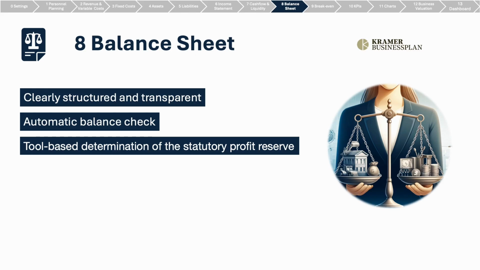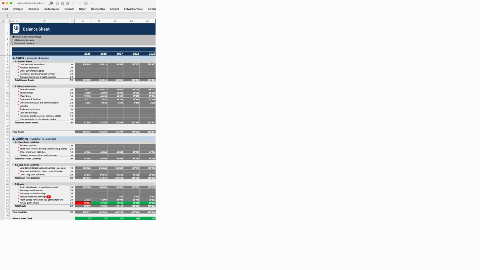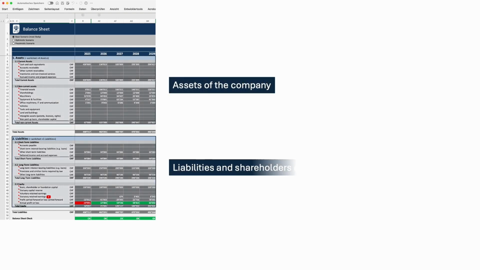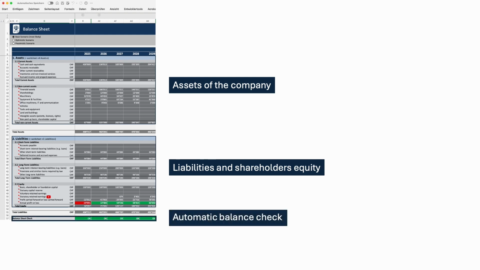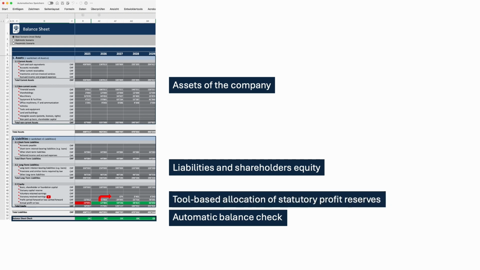A company's balance sheet presents its assets and financial obligations, also known as liabilities, as well as shareholders' equity as of a specific date. The balance sheet is clearly structured and transparent, divided into assets and liabilities and shareholders' equity. An automatic check of the balance sheet takes place. You can see the automatic allocation to the statutory profit reserves here.